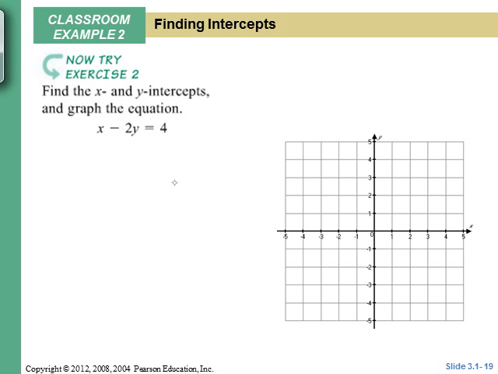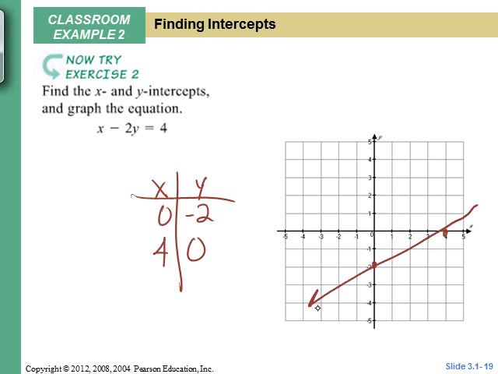Okay, so I've got my points. X is 0, y is 0. Cover up the x. Negative 2 times what is 4? Negative 2 times negative 2. Cover up the y. X is 4. So over 4, up 0. Over 0, down 2. And there is my line. Next one.